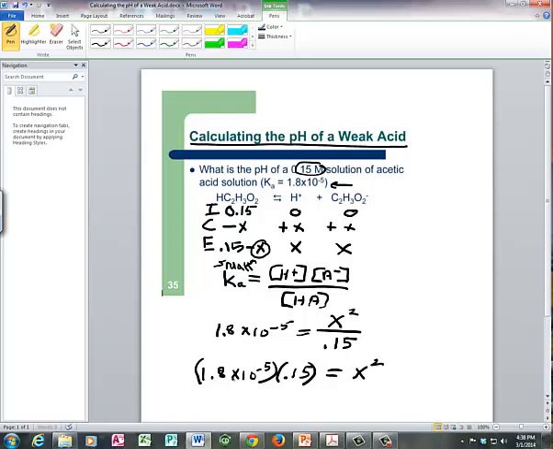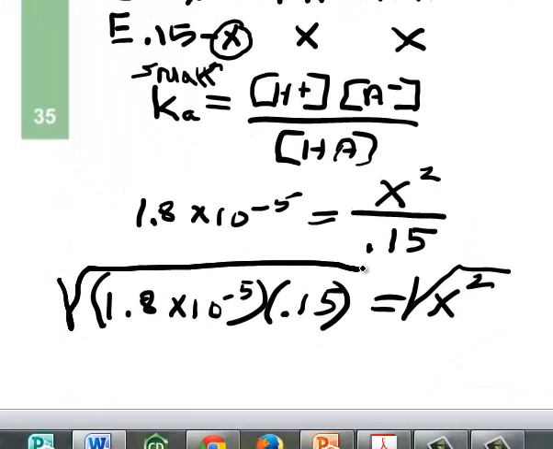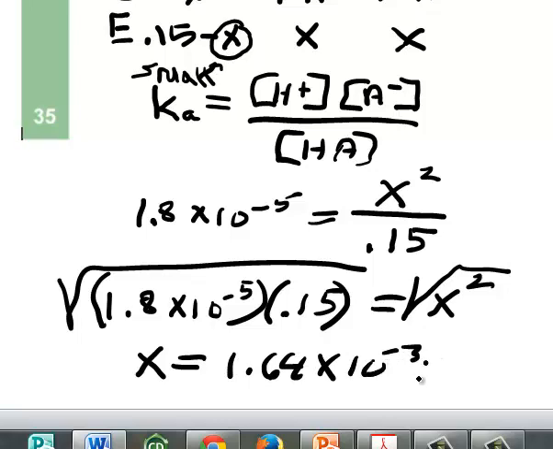Now, I could go ahead and calculate that result. I actually prefer to do that in my calculator and take the square root at the same time. So I'm going to take the square root to get rid of the x squared term, and take the square root of this product. When I do that, I get an x value that's equal to 1.64 times 10 to the minus 3 molar.